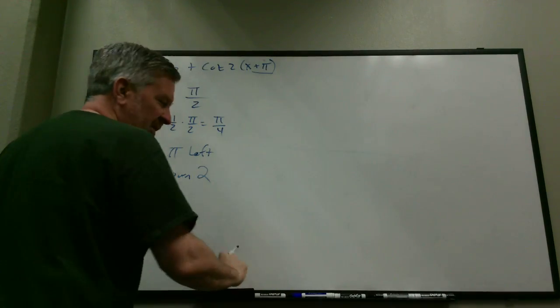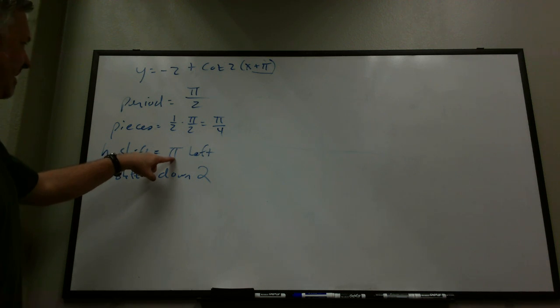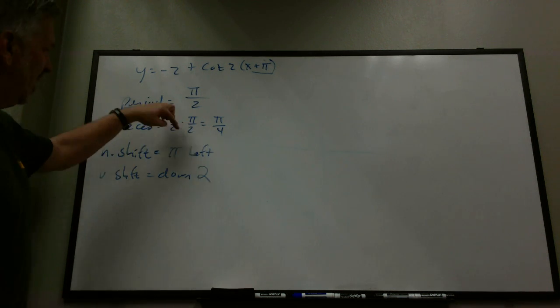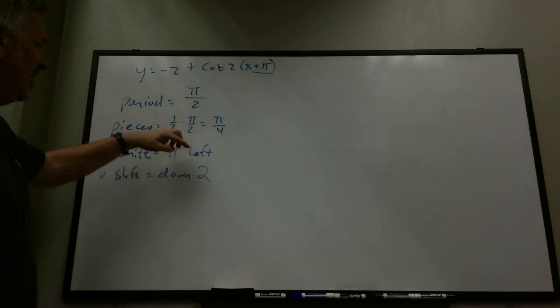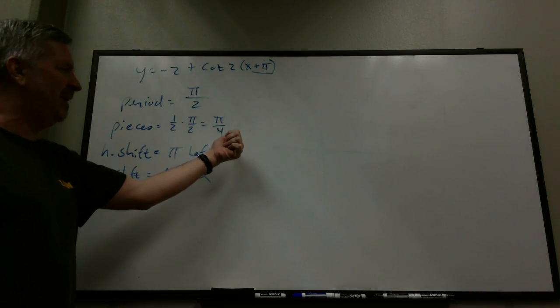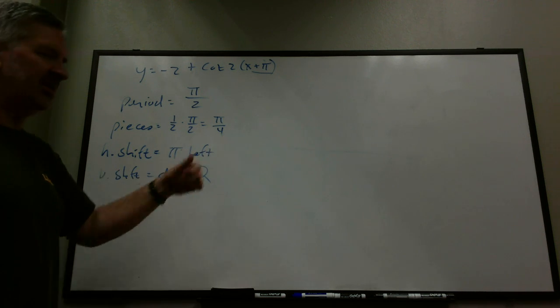Let's look how the horizontal shift compares to the pieces. Notice I'm going to shift left pi. The pieces are pi over 4. Notice the shift is 4 times the pieces. 4 times pi over 4 is pi. So when I shift left, I've got to make room for 4 pieces, even though you don't have to sketch 4 pieces here. Remember, only 2 pieces is what we need.